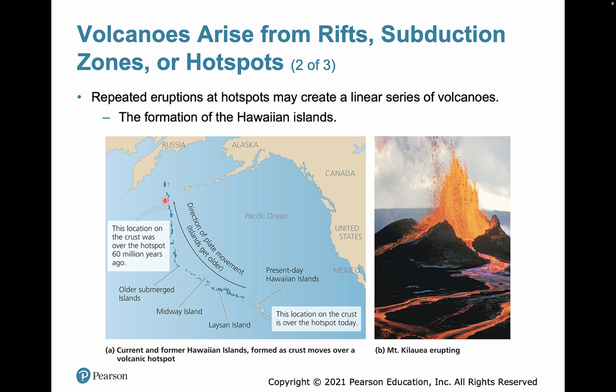So this is the Emperor Seamount chain out here, this vertical piece. At one point, this end of the Emperor Seamount chain was here. So it actually gives you a history of plate movement, even if it's not a direct result of plate movement. And there's actually one under Yellowstone too, which we're going to talk about.